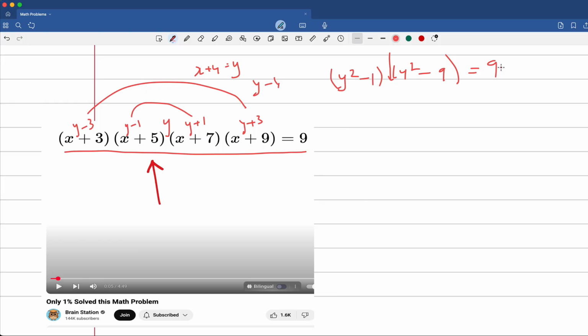Okay, so now if you'd like to do this problem in detail, you can either watch Brian Station's video, or we'll probably do a separate video for this. But for today, I think we'll wrap it up here. And remember, quadratic equations are so much more easier once you start applying pattern recognition into it.